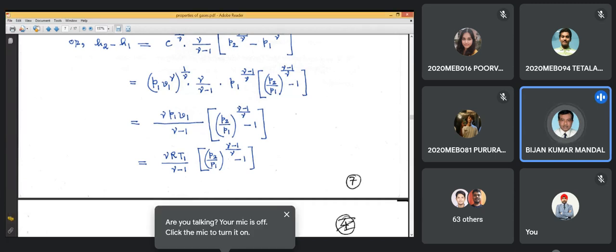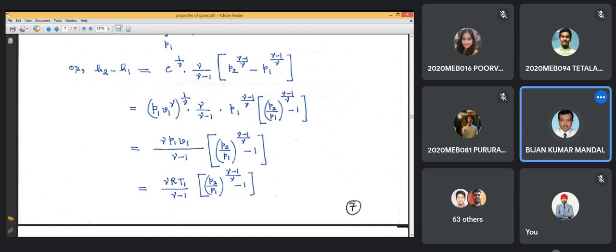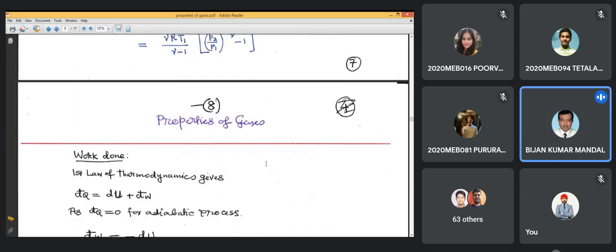This is one of the most important equations, because finally we'll be interested in the change in enthalpy, and this equation will be needed. The change in enthalpy can be obtained if we know only the pressure ratio and the initial temperature. Of course, the final temperature can be found from the initial temperature, applying the relation between temperature and pressure or volume.